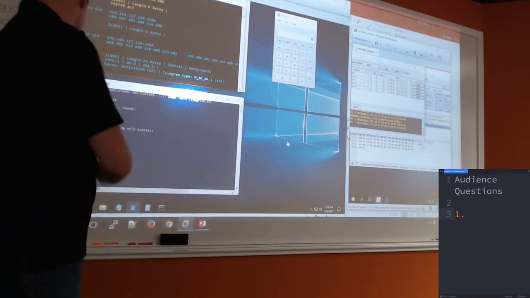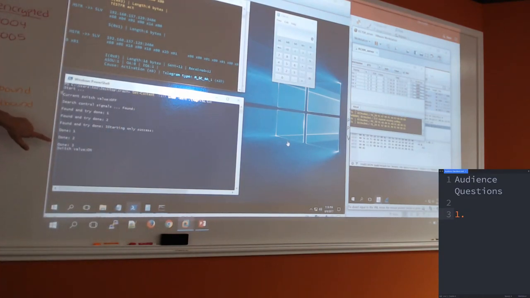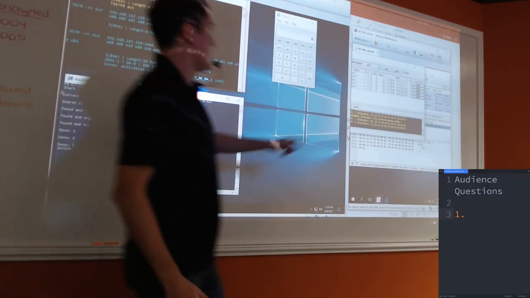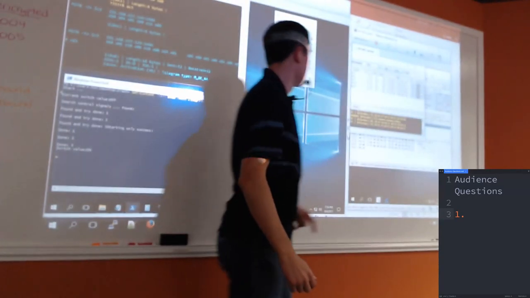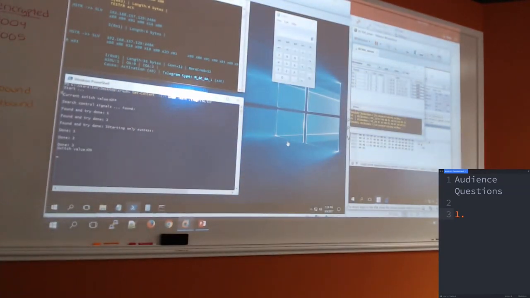So now you see, that was the first one, as we said, the initial switch values off. Now it's switching values on. And so now you're seeing ones actually appear up here. So you should see 2 get a 1.